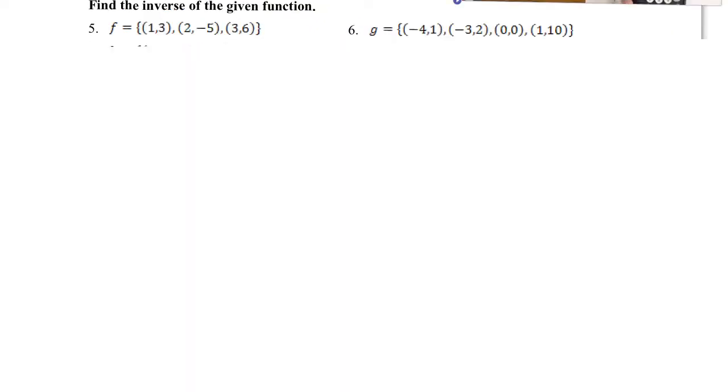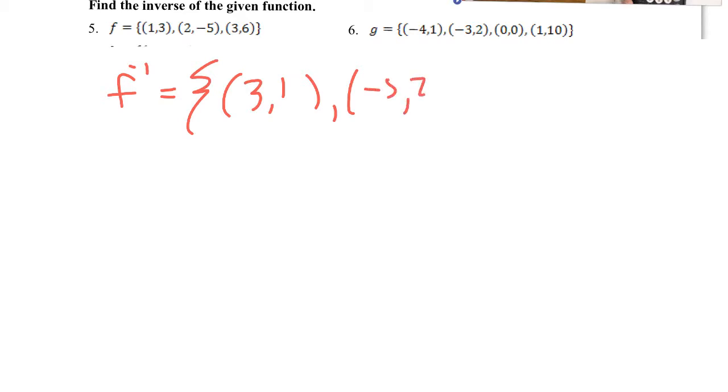Okay, so number 5 just says find the inverse, and we're given a bunch of ordered pairs. So the inverse of f would be the set of numbers whose ordered pair gets switched. So the 1, 3 becomes 3, 1. Negative 5, 2 becomes 2, negative 5. And one more, the 3, 6 becomes 6, 3. There's the inverse for 5.